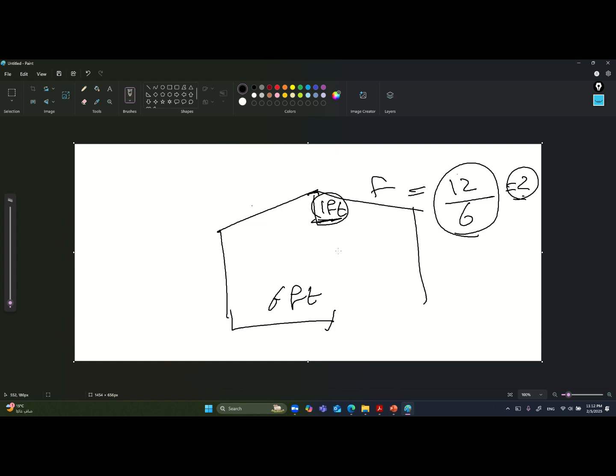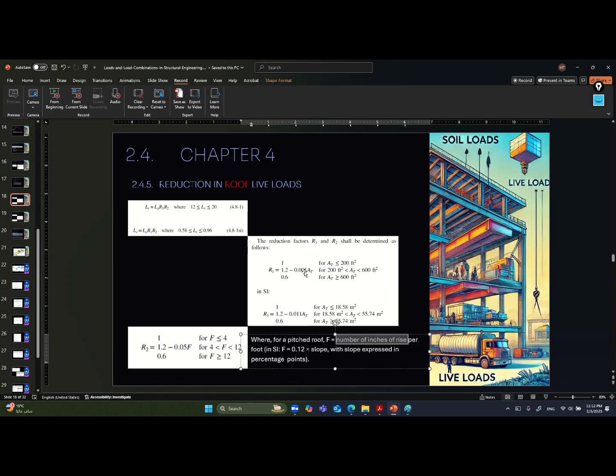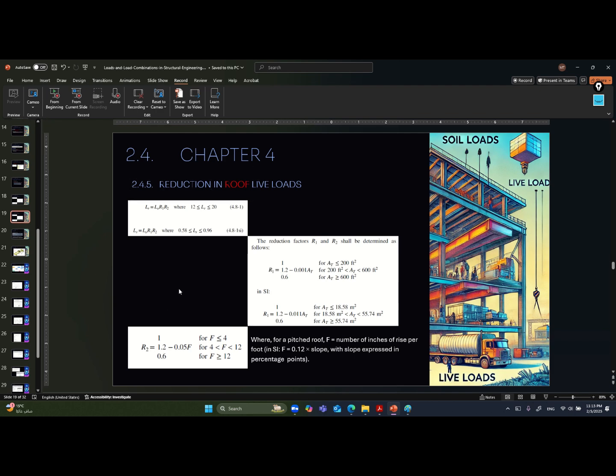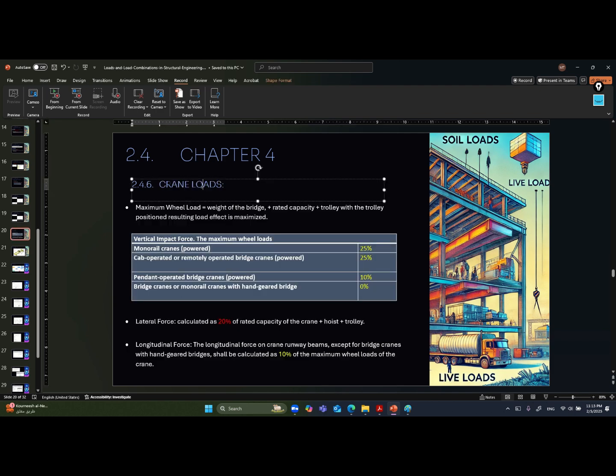However, in the case of SI, it measures the theta, which is h divided by this value multiplied by 100 multiplied by 0.12. So you can calculate the reduction factor. Also, it is important to consider the reduction factor of roof live load, and as I told you before, he will not tell you to use the reduction, but you need to check the criteria, the R1 factor and the R2 factor. Okay. Now let's talk about the crane loads.